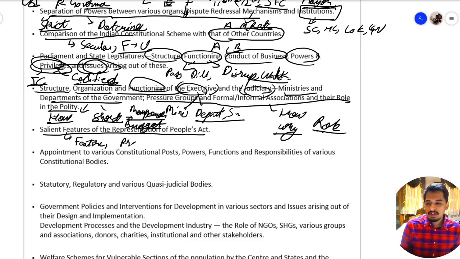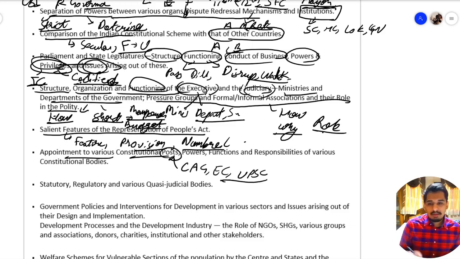What are the provisions in this act which provide for qualification and disqualification? And you should also know the important number of the provisions, like what is the number of provision, so the numbers should be known to you. Then we have appointment to various constitutional posts. That how are the various constitutional posts such as CAG, Election Commission, UPSC, how are the members to this post appointed? What are their powers? What are their functions? What are their responsibilities?